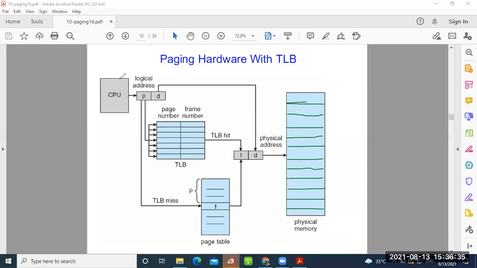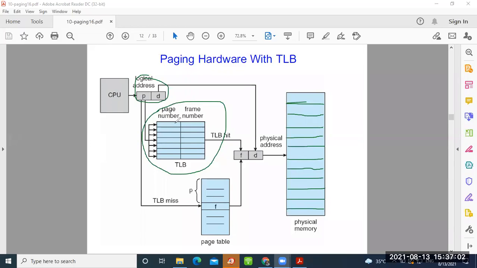Right now, the CPU will generate a logical address. Whenever a logical address is generated, it will not go directly to the page table. First of all, it will search in your TLB. This is your TLB. Whenever a logical address request or a data instruction request comes, the CPU will first always look in your TLB.